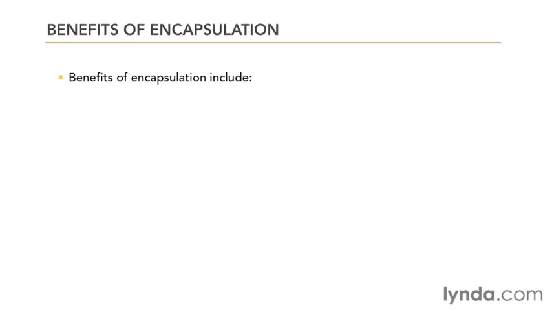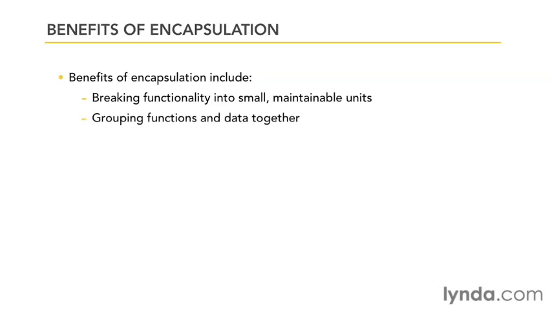The benefits of encapsulation include that you can break your functionality down into small maintainable units. It's much easier to fix bugs when you're looking at a small amount of code, and much more difficult when you're looking at a massive amount of code. So encapsulation helps you maintain the application over the long term. You can also use encapsulation to group functionality and data together. In Java, as with most object-oriented languages, you can define classes that group the data and the functionality that manages that data together. Or you can create individual classes, one for the data, one for the functionality, and bind them together using a process called loose coupling.